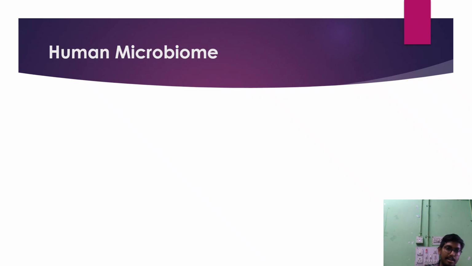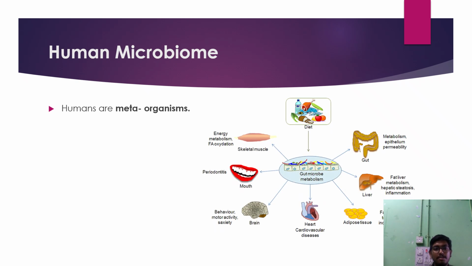Now, as my topic is Darwin to genomics, obviously the topic of the human microbiome comes. So humans are meta-organisms because there are so many bacteria and microbiomes present in our body, the gut or any system. So there is the gut microbiome. There's metabolism of many things. It is interlinked there. There is the gut-brain axis. We are commonly associated with this term. There is the behavior, motor activity. Everything is associated in the gut microbiome system.